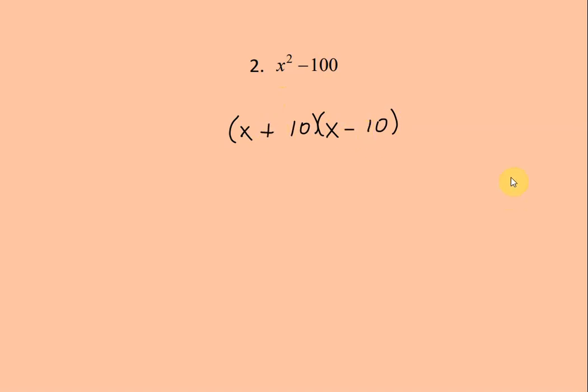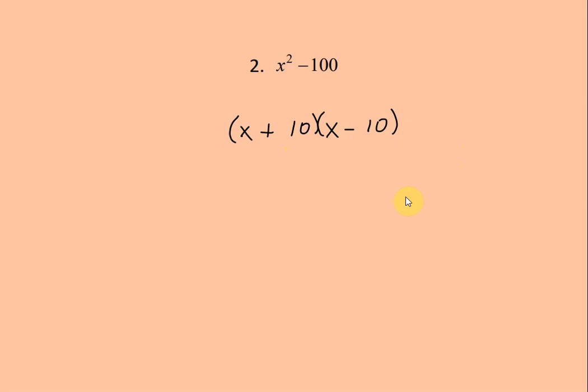So in the other example, I should have shown you how to prove that this is in fact the factored solution for our binomial. So remember, whenever you factor something, you should always be able to multiply your solution back together and get what you started with. So let me show you what would happen if we were to multiply these two binomials together.